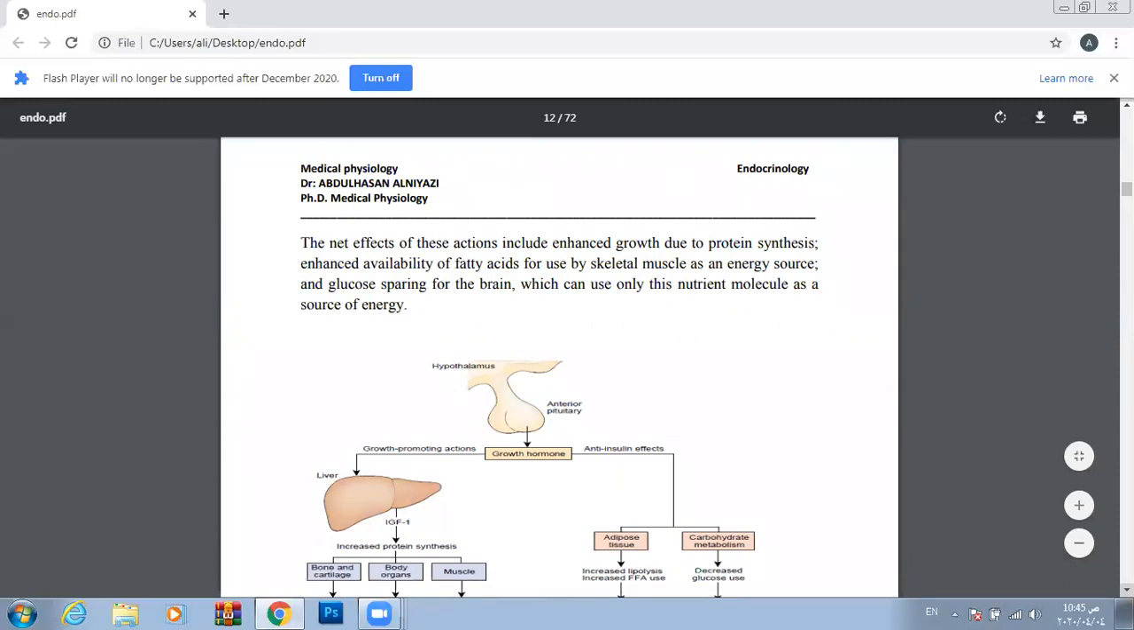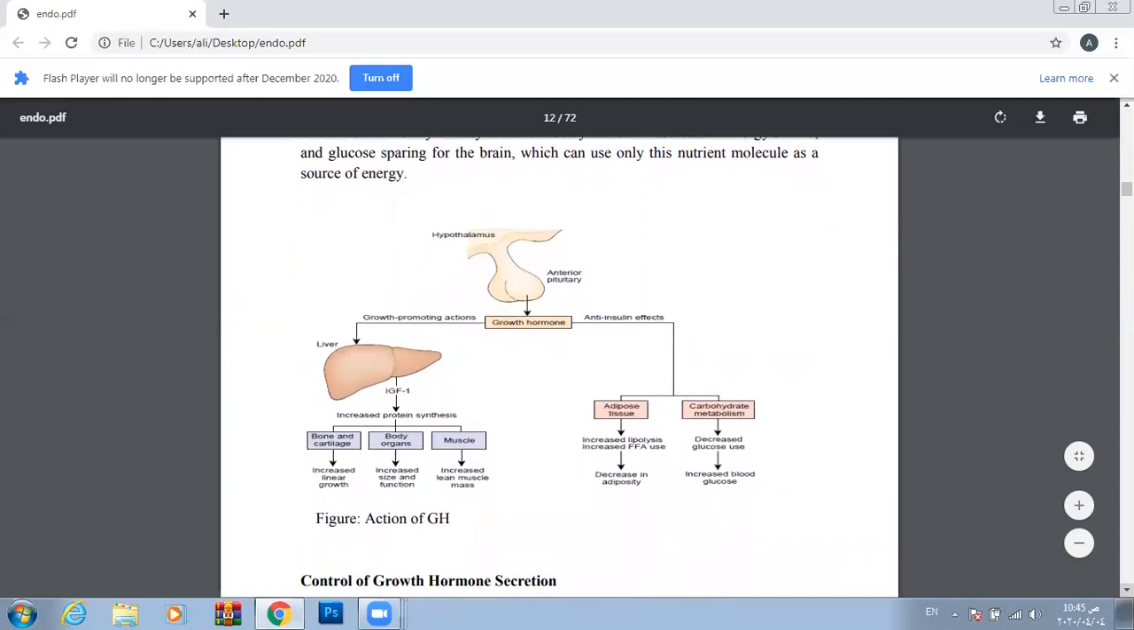The net effect of these actions including enhancing growth due to protein synthesis, enhancing availability of fatty acid for use by skeletal muscle as an energy source, and glucose sparing for brain, which can use only glucose as a nutrient molecule as a source of energy.